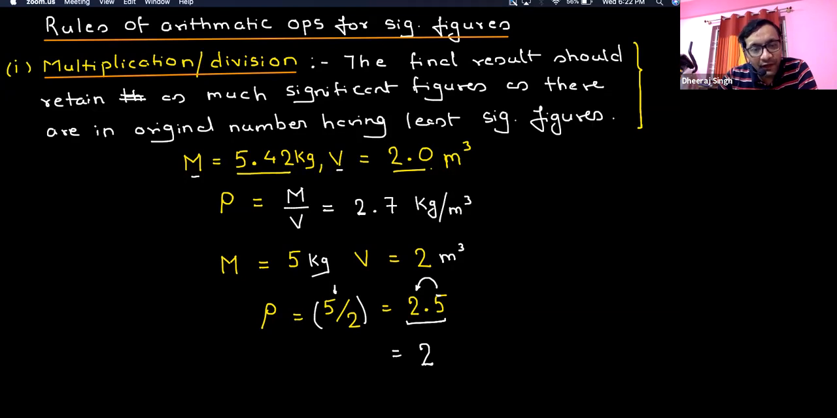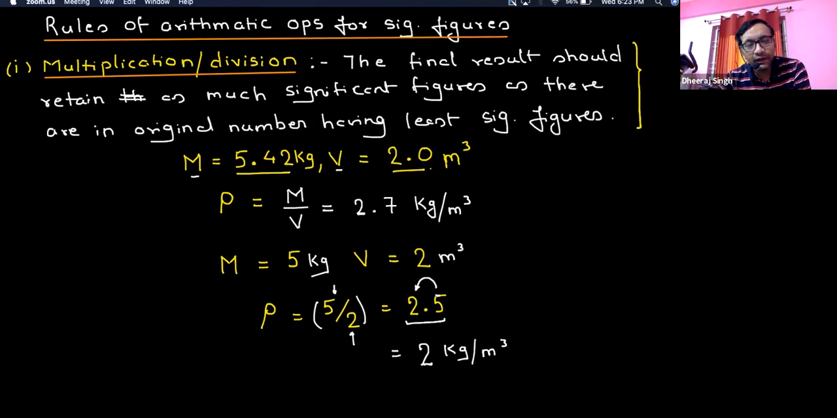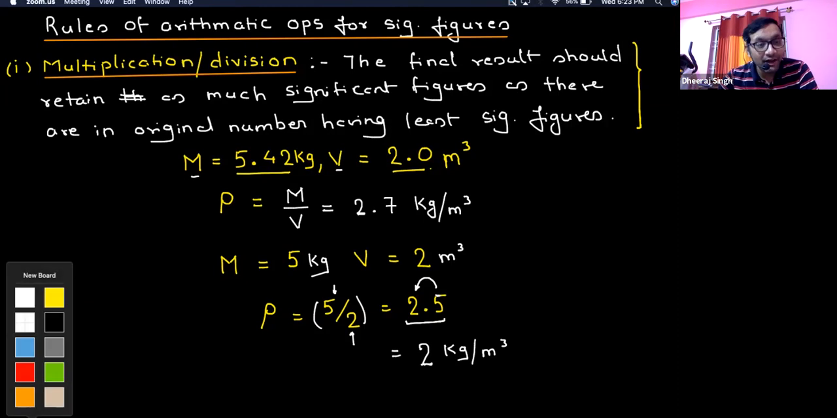If 5 is a reading, 2 is also a reading. 5 by 2 is 2. It is not 2.5. This is not mathematics. No, 5 is not a number. 5 is a reading. If 5 is a number, then it has infinite significant figures. But I have measured it as 5. I have not been given it.